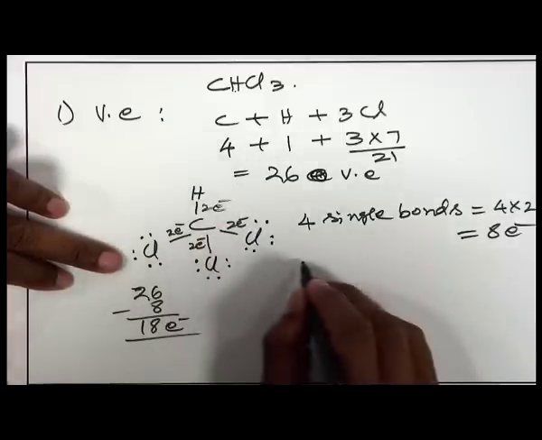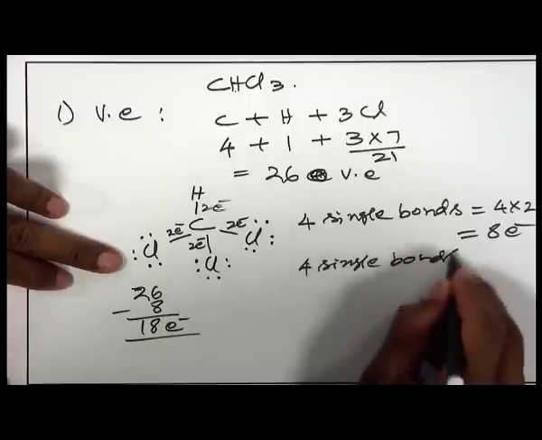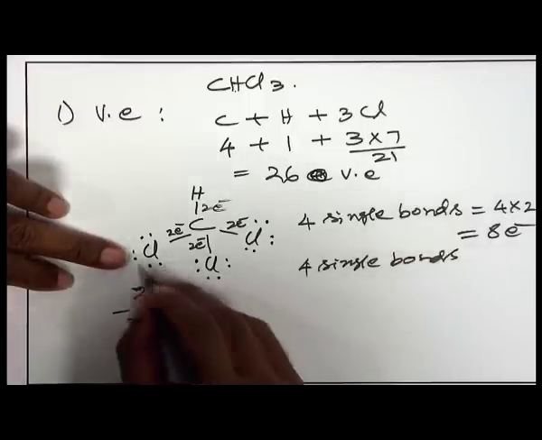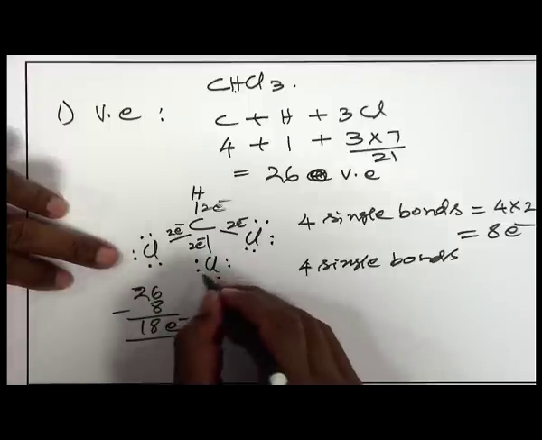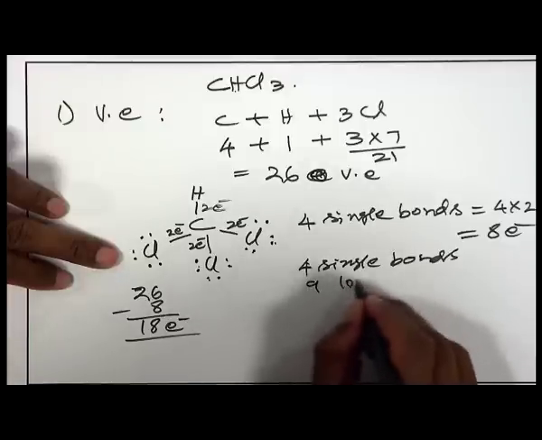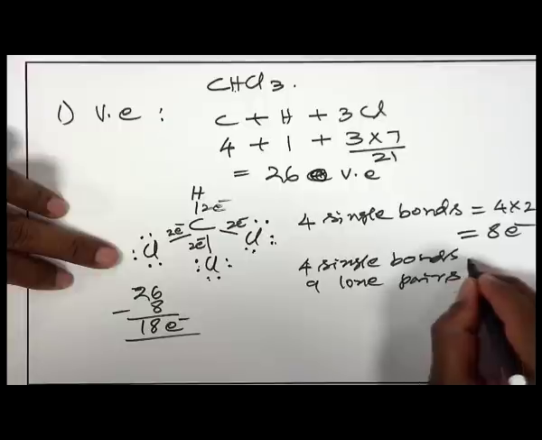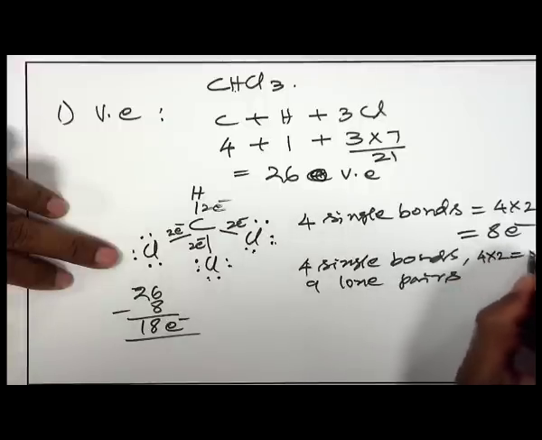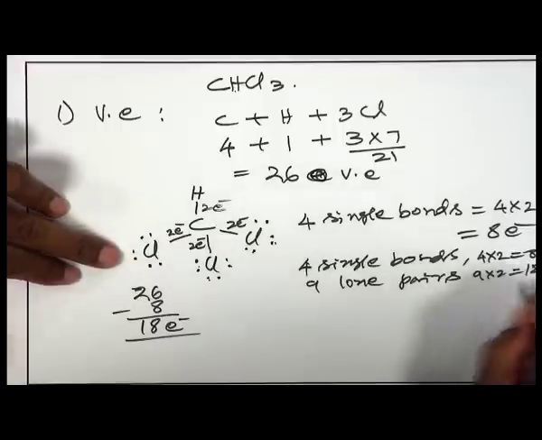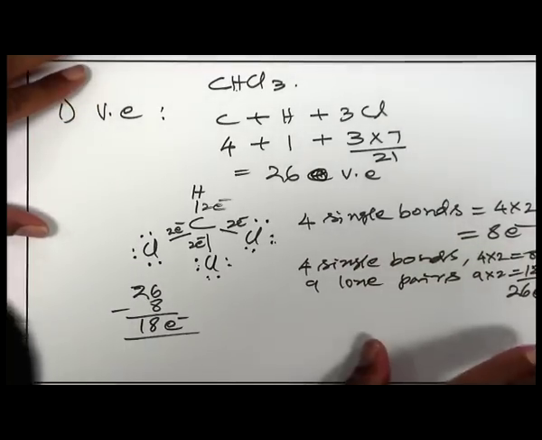So there are 4 single bonds, and then there are 1, 2, 3, 4, 5, 6, 7, 8, 9 lone pairs. So 4 into 2 equals 8, and 9 into 2 equals 18. So in total there are 26 electrons. The number is matching with the number of electrons counted at the beginning.